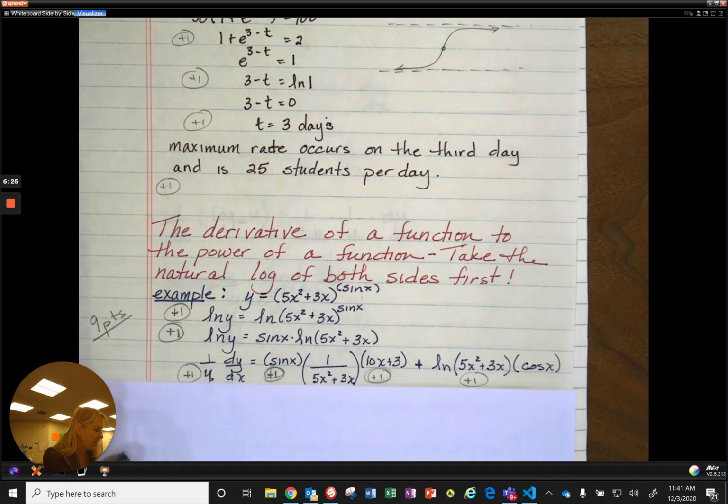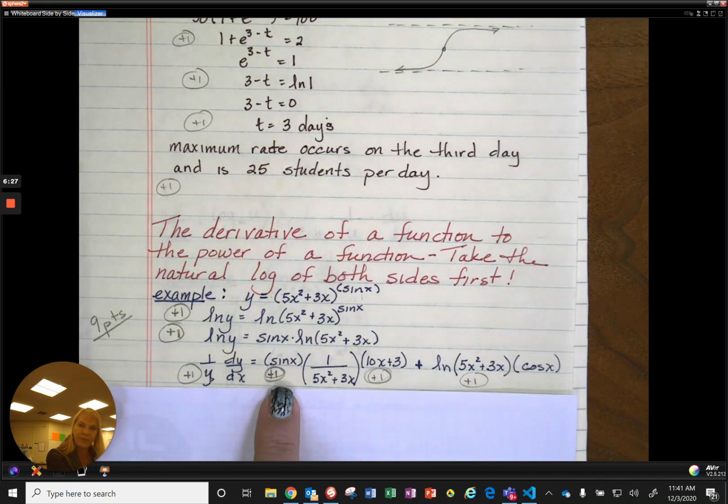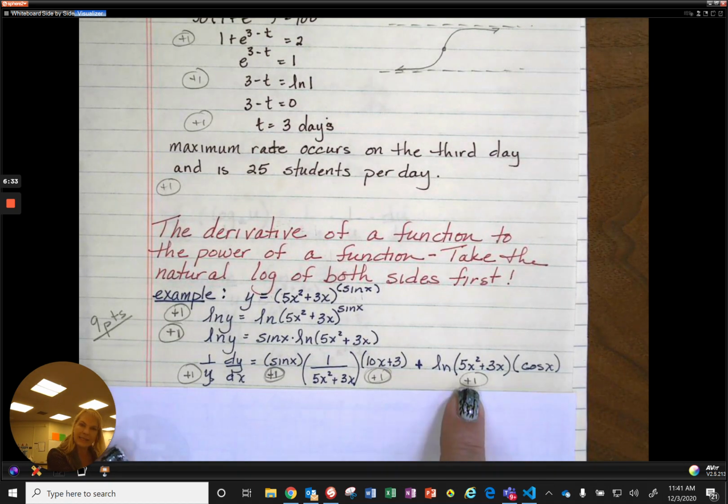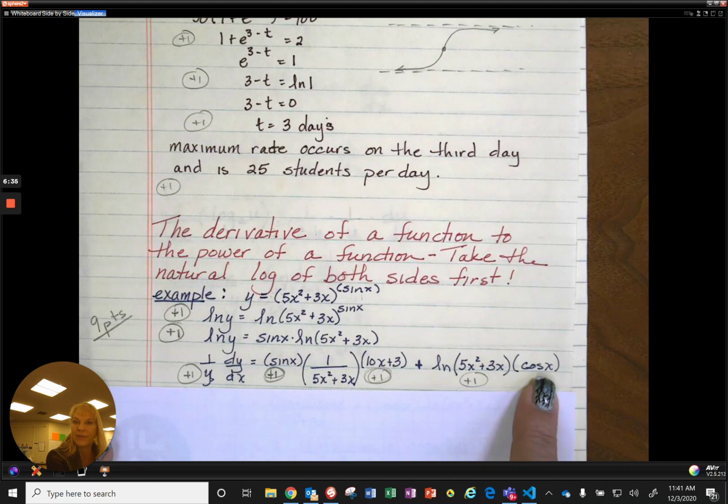equals first times the derivative of the second with a chain rule plus second times the derivative of the first. That is 4 points in that one step right there.